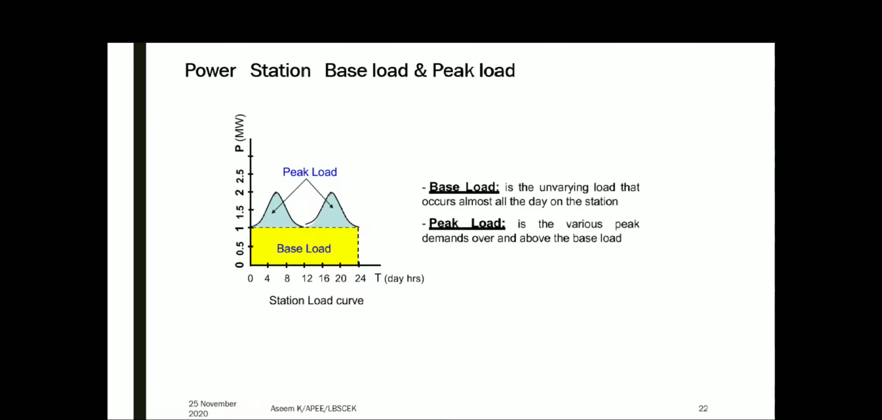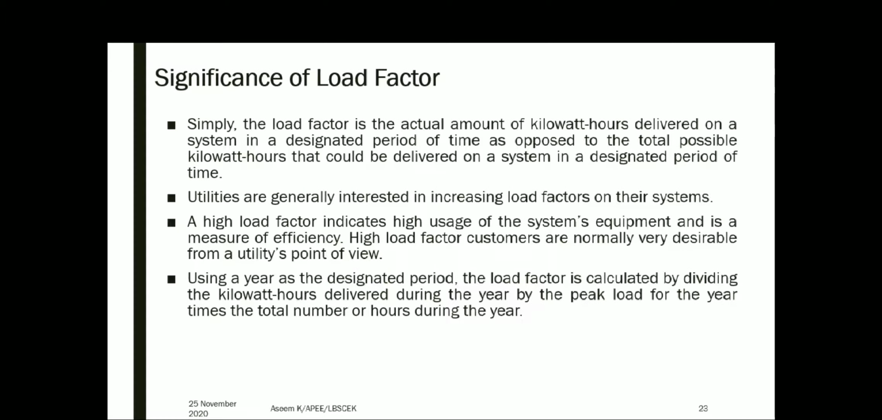And this one represents the power system base load and variable load that I already mentioned. Base load is the unvarying load that occurs almost all the day on the station. And peak load is the various peak demands over and above the base load. You can see the base load in yellow. After that, peak load is varying with respect to time. And the significance of load factor we already discussed in that figure.